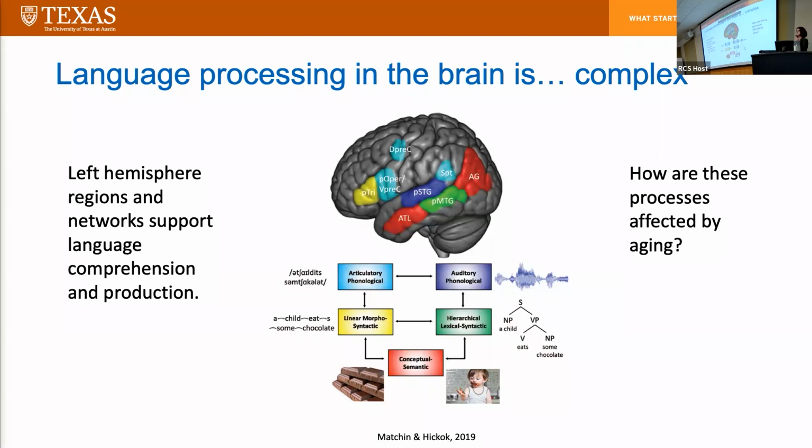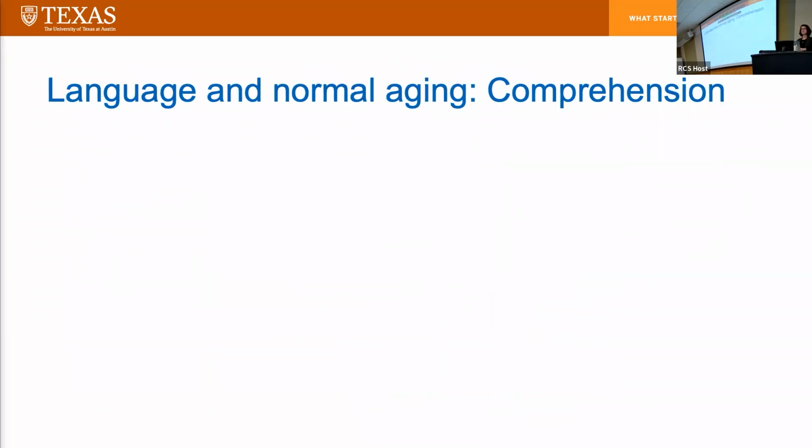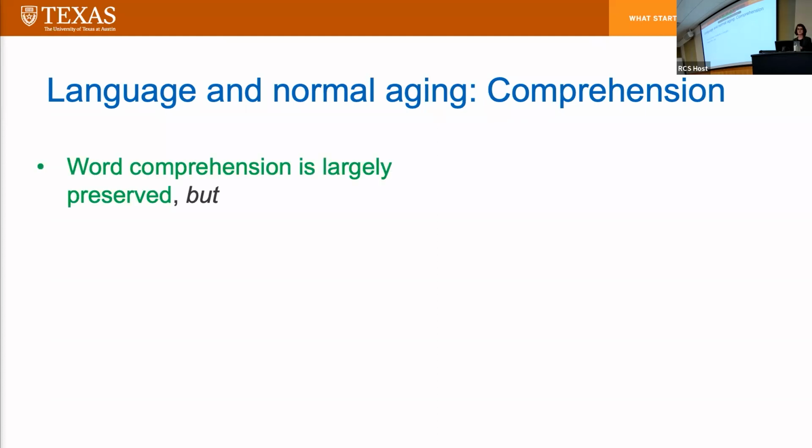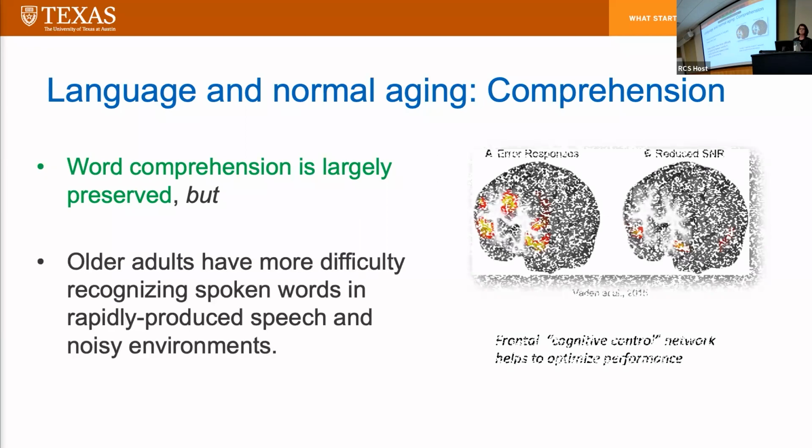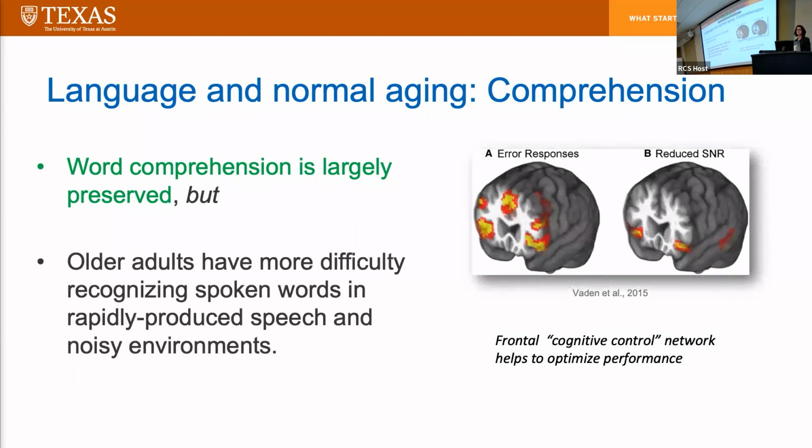And we've already talked about how there are structural and functional changes in the brain. So do we see changes in language with aging? Well, there's some good news and then there's some mixed news. So on the comprehension side, so this is our ability to understand what others are saying to us, let's think first about the single word level. So word comprehension, mostly preserved with aging. But we do see that older adults have more difficulty with recognizing words in noisy environments. And that's even above and beyond hearing loss that we often see in older folks.